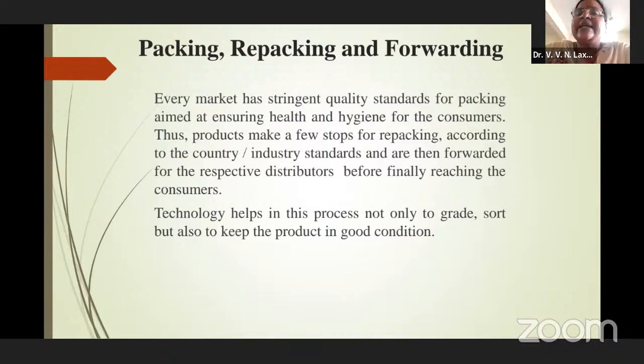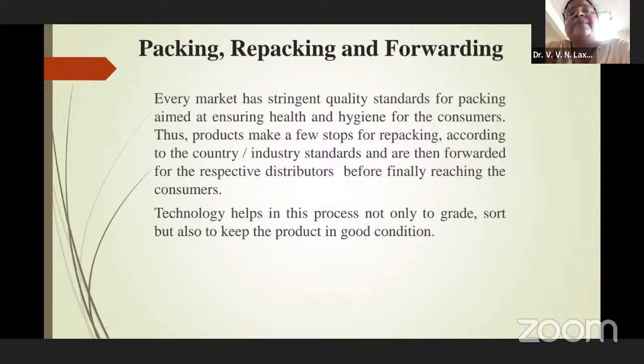Now, especially in international marketing, where the goods are exported beyond the geographical borders of a country, this becomes more important. Every market has its own stringent quality standards for packing, aimed at ensuring health and hygiene for consumers. And these regulations have to be adhered to by the company.